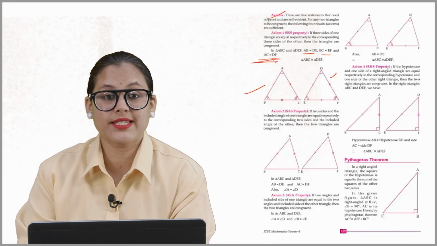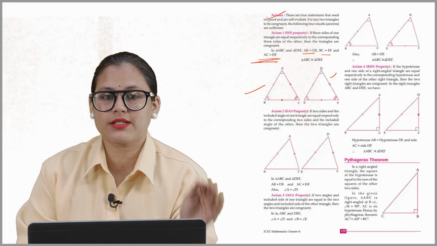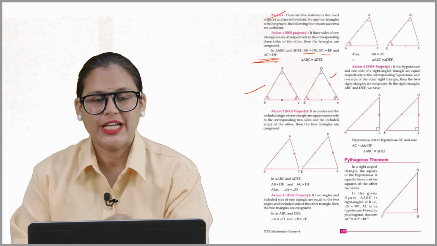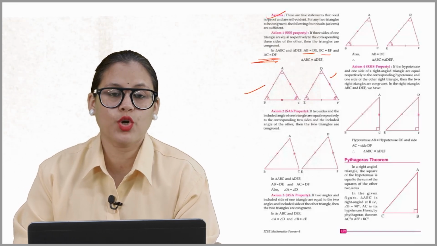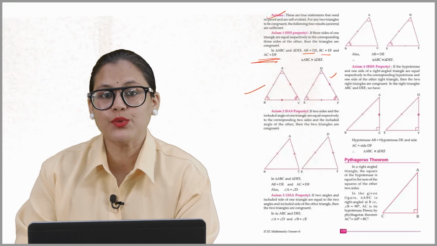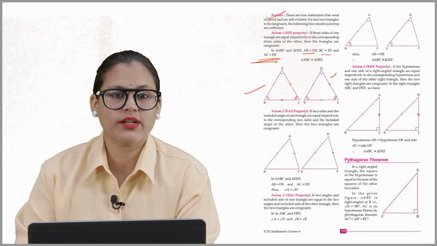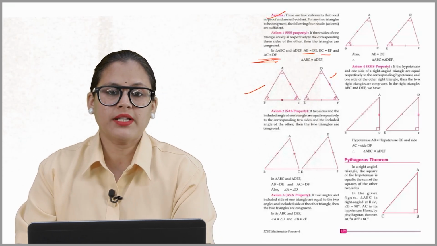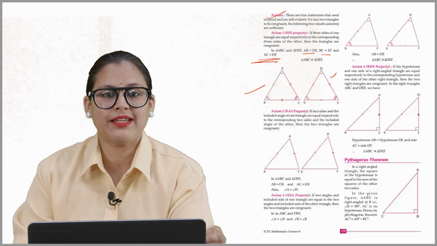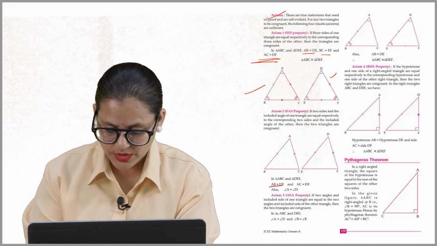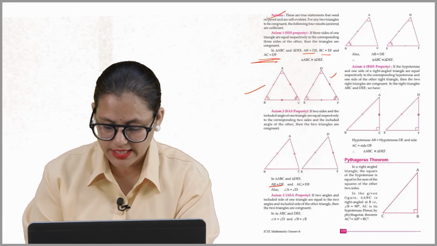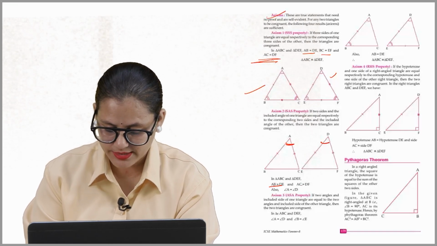Axiom 2 is the SAS property, that is side, angle, side. If 2 sides and the included angle of one triangle are equal respectively to the corresponding 2 sides and the included angle of the other, then the two triangles are congruent. In triangle ABC and triangle DEF, AB is equal to DE and AC is equal to DF. Also, angle A is equal to angle D.